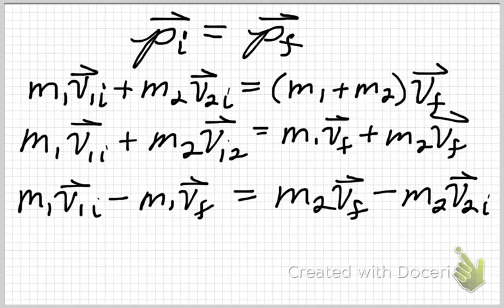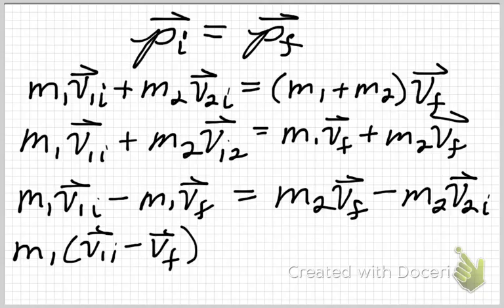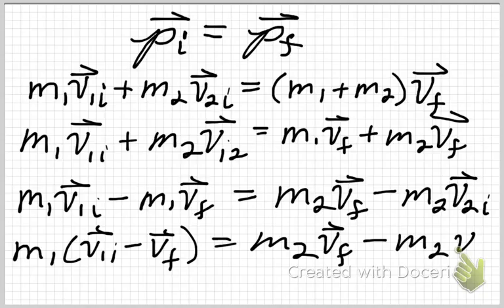Now I'm going to factor out mass number 1 from the left hand side: mass 1 times velocity 1 initial minus velocity final equals mass 2 velocity final minus mass 2 velocity 2 initial.